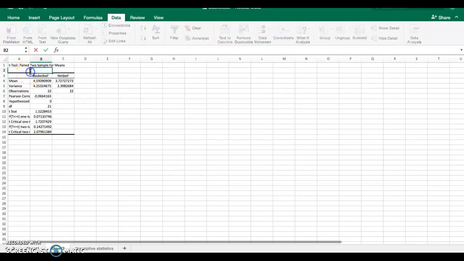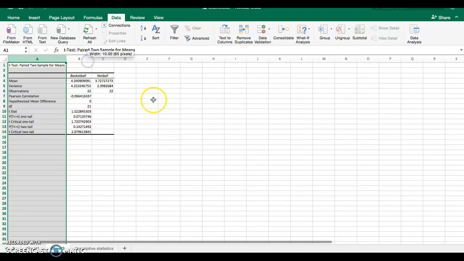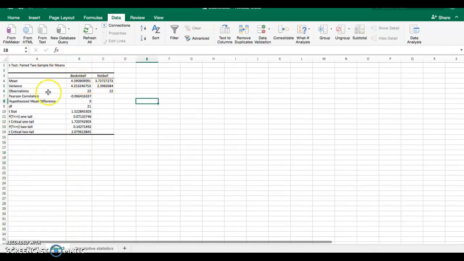And I'm just going to make these a little bit bigger so that we can see the data, like so. Okay, so here we can see the two-tail, which is 0.14, meaning that it is above 0.05, meaning there is no significant difference between the two sets. So the mean is still bigger up here, meaning basketball shots is more successful.